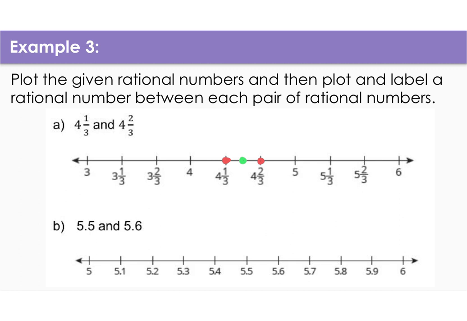So I'm going to have to break this down smaller. And I do that by making my denominator bigger. So I'm going to make my common denominator 6. So that would be 2/6. And this would be, I multiply both by 2, 4/6. So what is in between 4 2/6 and 4 4/6? That would be 4 3/6, or if I reduced it, 4 1/2.